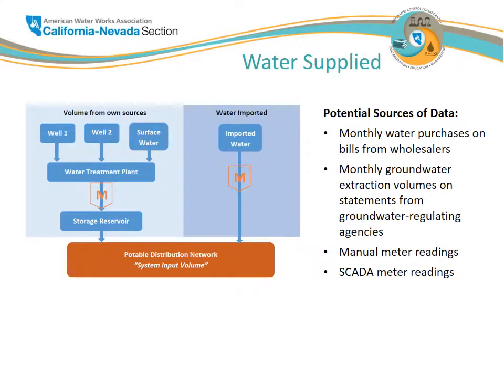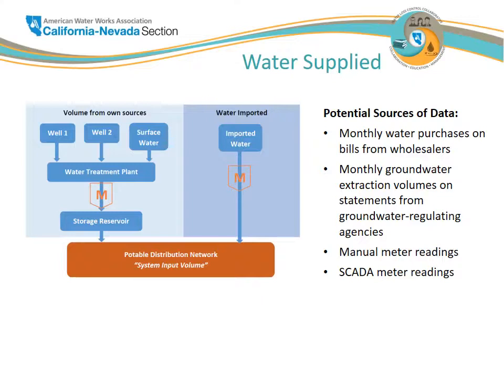Here we have an example of what your system may look like. It's got a collection of volume from your own sources, the sources that you own and operate. It's also got an input that's purchased from a neighboring agency or a wholesaler. And the collection of all of those volumes eventually hits your distribution system for the purposes of serving your customers.